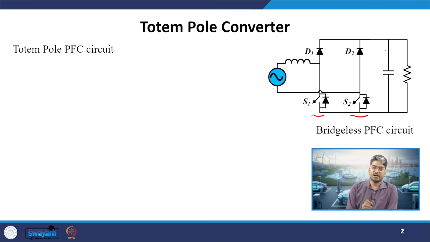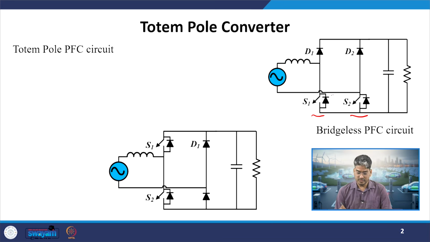In boost PFC we had a diode bridge rectifier followed by a boost converter, whereas here we have combined those two stages into a single converter, and we have drawn this bridgeless PFC converter. So how was this used? We operated switch 1 and switch 2 at high frequency, such that the charging and discharging can be done with respect to the inductor.